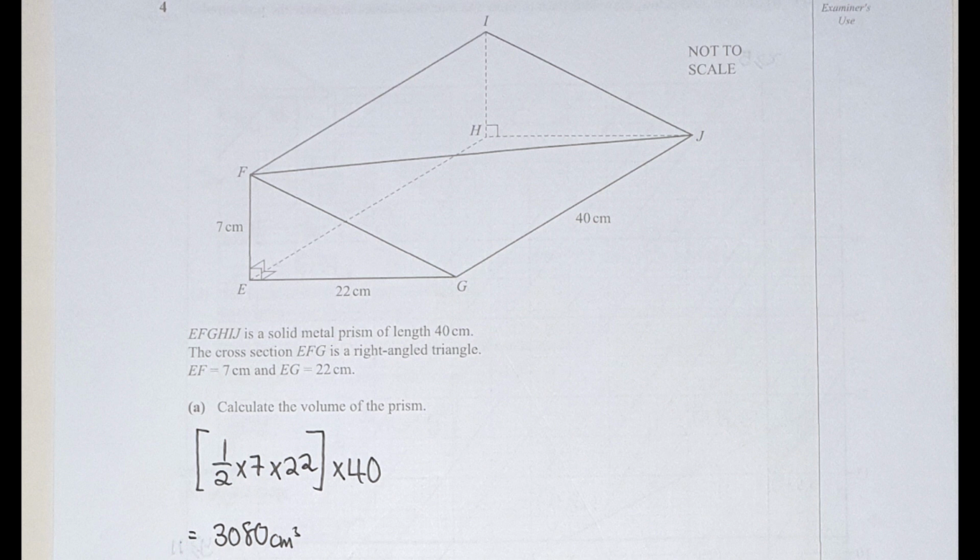Question 4, on the other hand, the first part they are looking for the volume of the prism. All you need to do is calculate the area of the triangle side first, by taking 1 over 2 times 7 times 22, then multiply it by its width, which is 40 cm. So the final answer will actually be 3080 cm cubed.